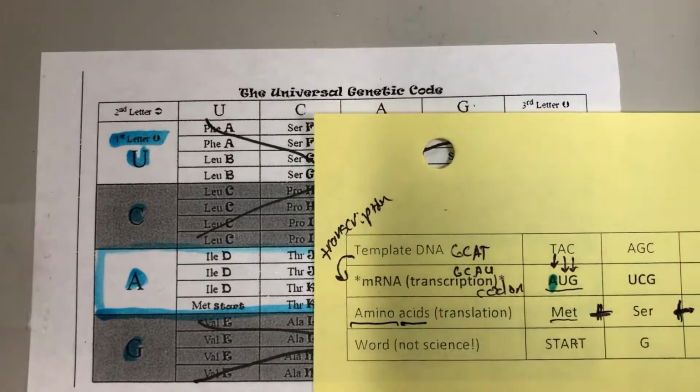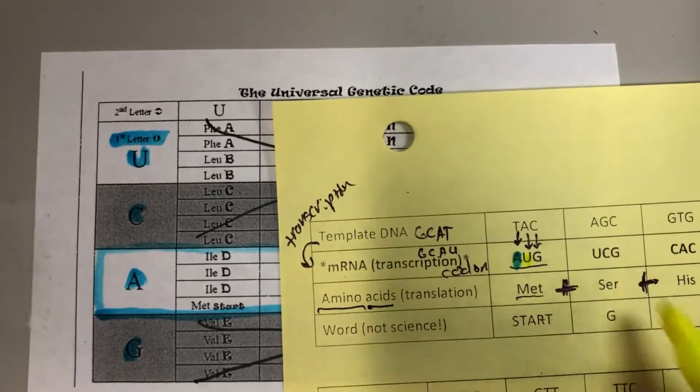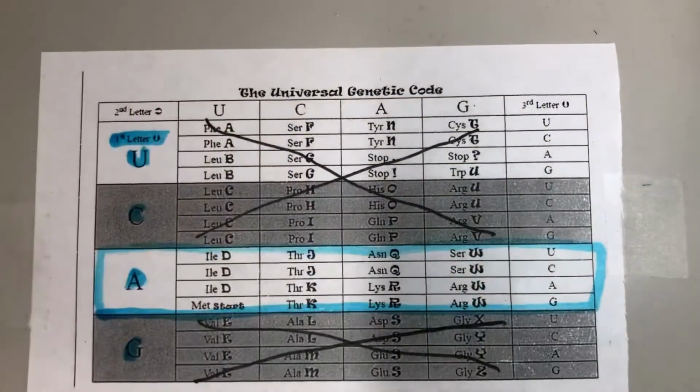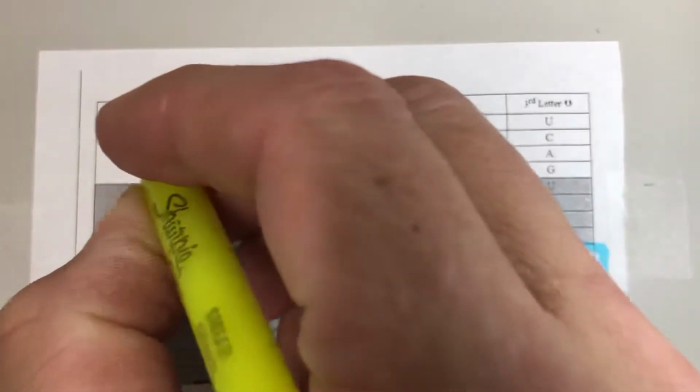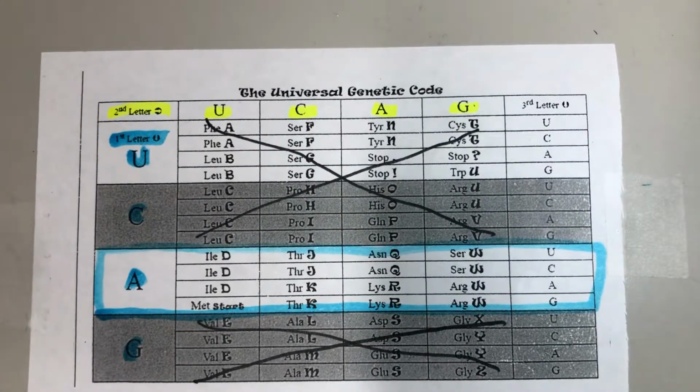My next letter is a U. All right, so my next letter is a U, so I'm gonna go to my second letter column. There's my second letter column. And you can see I've got choices: a U, a C, an A, and a G.